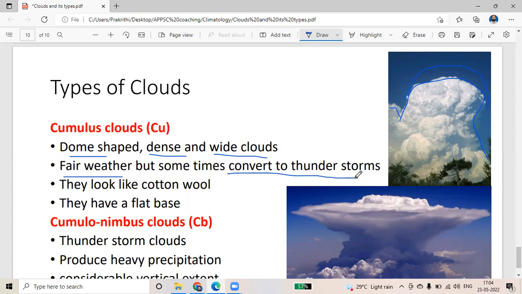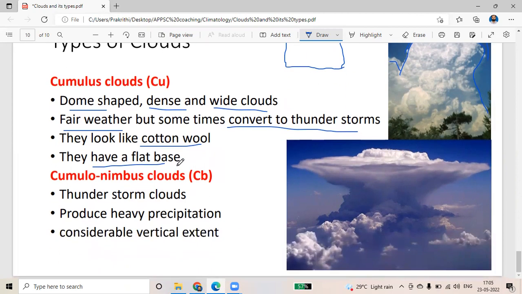That's why, even though the cumulus shows a fair weather, good weather, there is high chance of converting that to thunderstorm. They look like cotton, and they have a flat base होगा. ऐसा होगा इसका शेप, तो because it is almost on the surface है, तो almost the bottom layer almost flat होगा, that is called the cumulus clouds. And finally the cumulonimbus clouds.